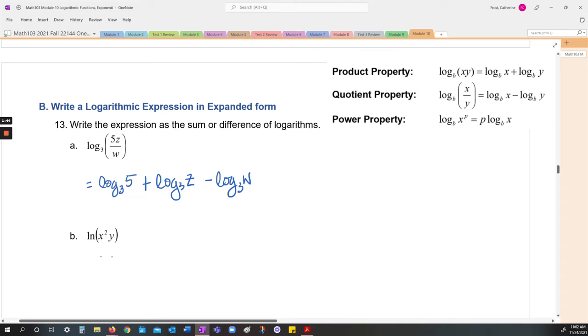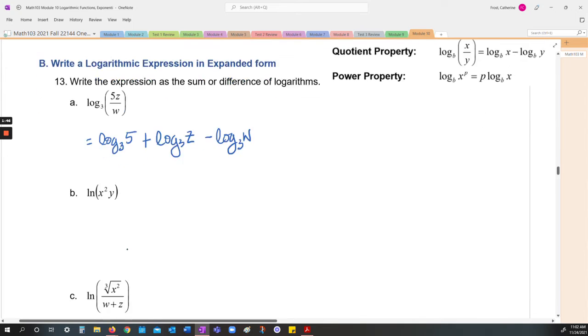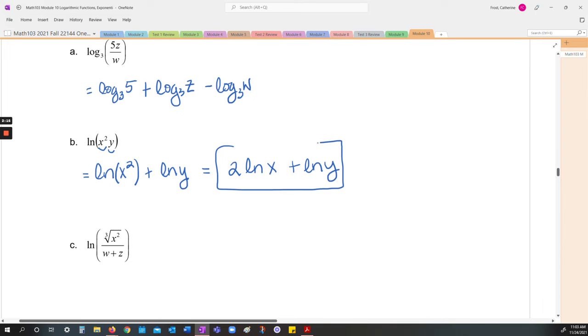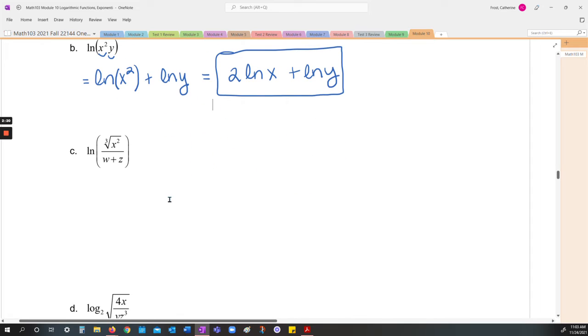But here we go. So part B, this is a product, x squared times y. So we can start by writing this as natural log of x squared plus natural log of y. And natural log of y, that's as good as we can get, but the x squared, we can use the power rule to bring that 2 out front. So we can write this as 2 times the natural log of x plus the natural log of y, and then there we go.